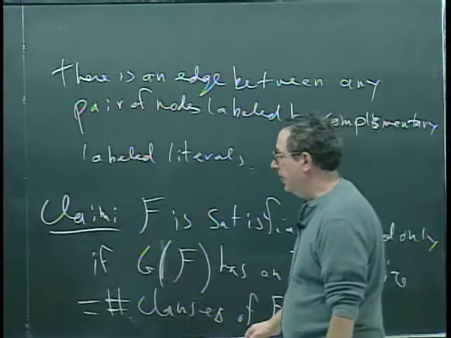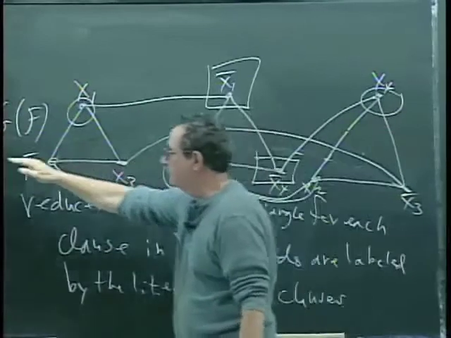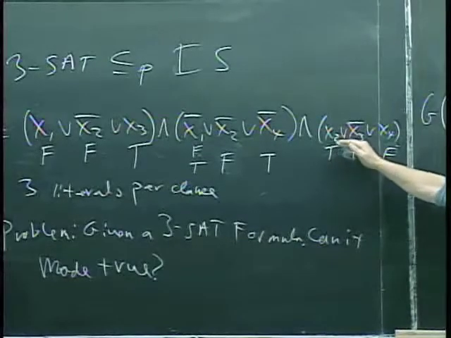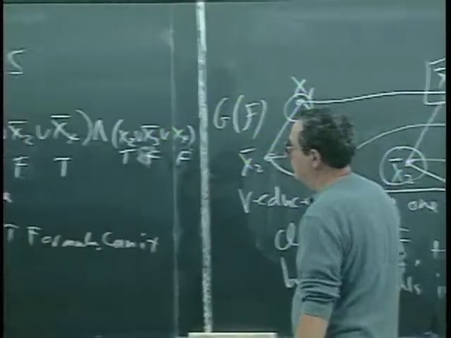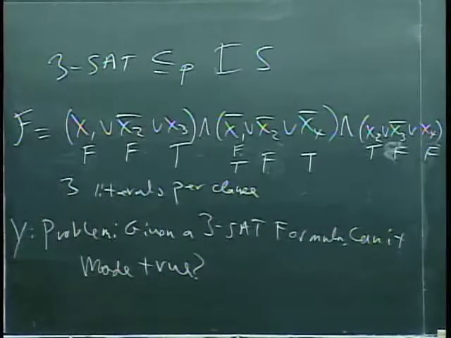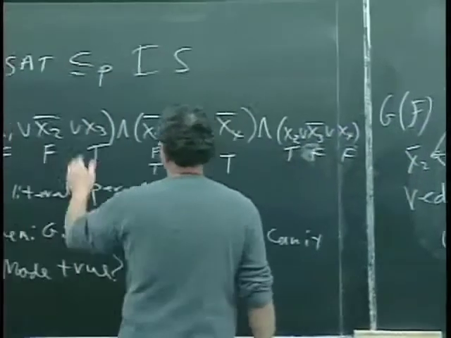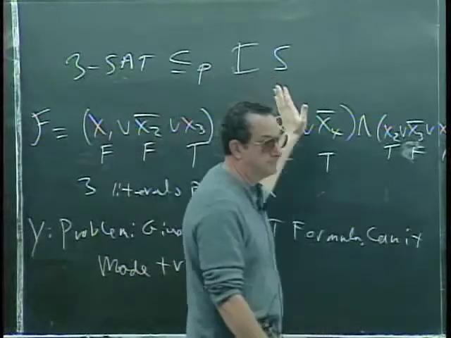If the black box says yes, then the answer to whether there's a way of satisfying the formula is yes. And if the black box says no, then the answer is no. That's clearly polynomial time to interpret the result of the black box. So we've shown that 3-SAT reduces in polynomial time to the independent set problem.